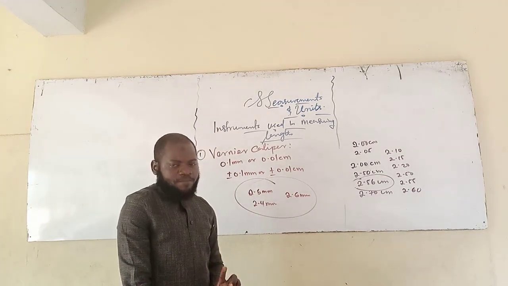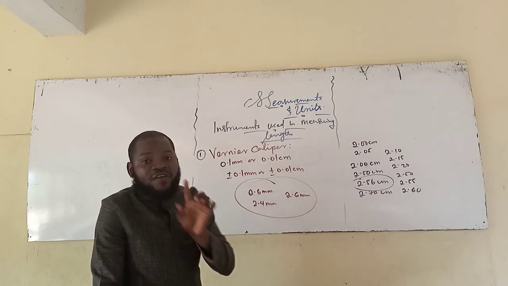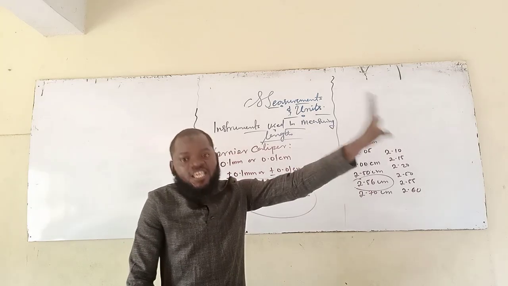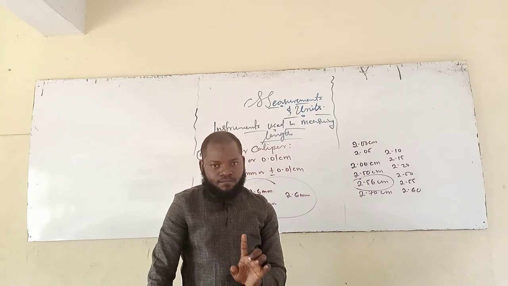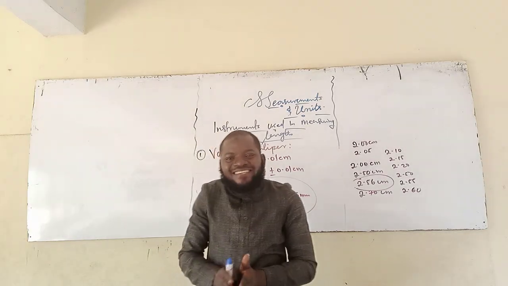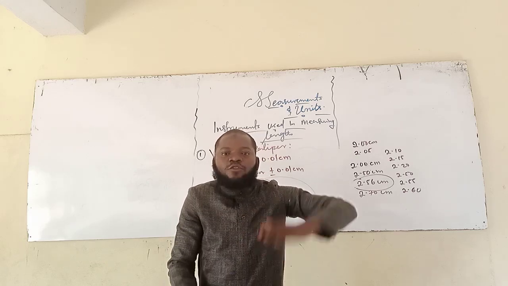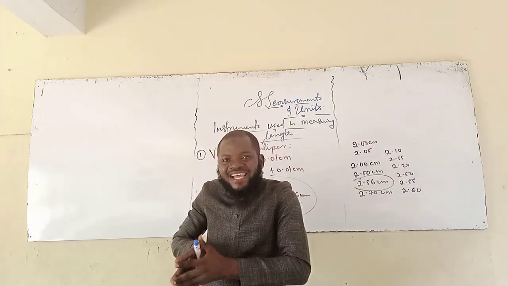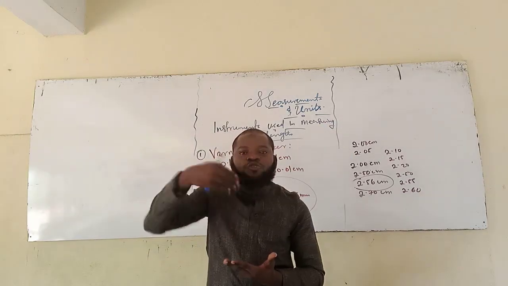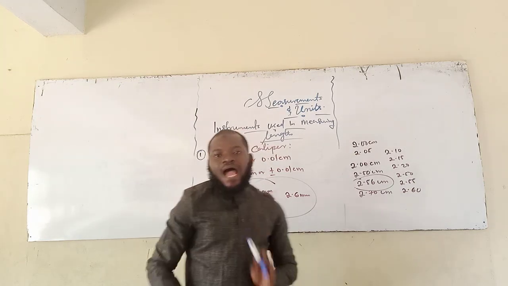And let me ask you something. For the examiner to test you on the reading accuracy of a vernier caliper, they will ask you to tell us the reading on a given vernier caliper. Am I making sense with you now? How they test the reading accuracy of a vernier caliper is different from the way they test it for the meter rule. For the vernier caliper, you'll be given a vernier caliper diagram, and they will ask you what is the actual reading on that particular caliper. So let's see how we can get that.